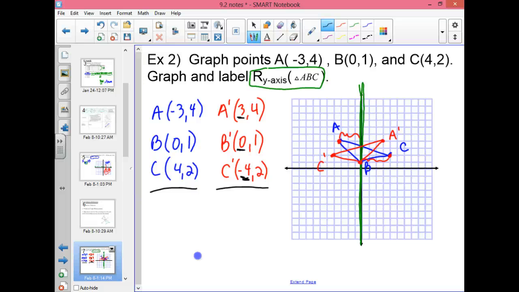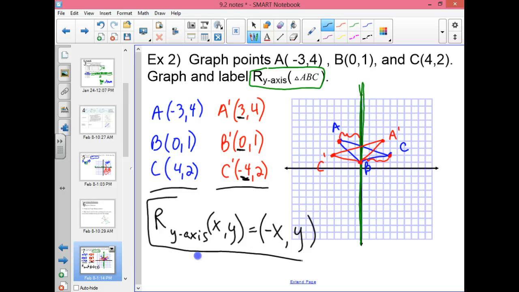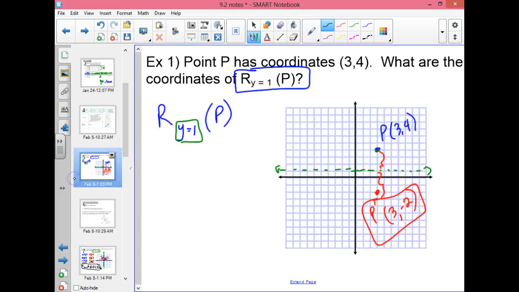So there's actually a rule, and I need you to write this down, for reflecting over the y-axis. Here's your rule. If you want to reflect over the y-axis, any point, it doesn't matter what point you want to reflect, you will always get out the same point, except the x is negative. Okay, so box this. This is important. You're going to want to have this written, and we'll write that in your booklet too.